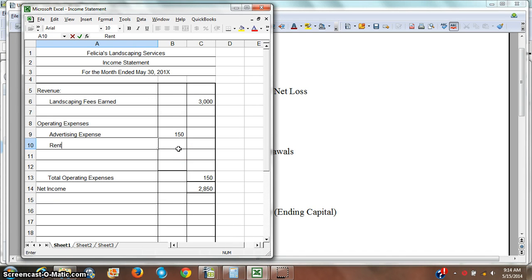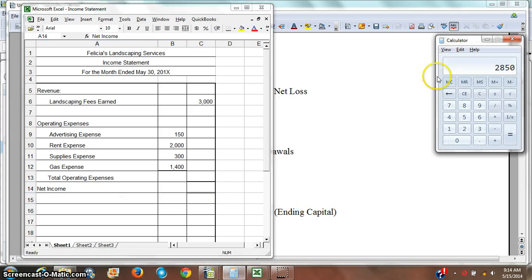Advertising expense. What if I had rent expense? We'll do $2,000. I had supplies expense of, what shall we say, 300, and then some other big expense. Maybe I had a huge gas expense of $1,400. These are my total operating expenses, and of course these two numbers are going to be different.